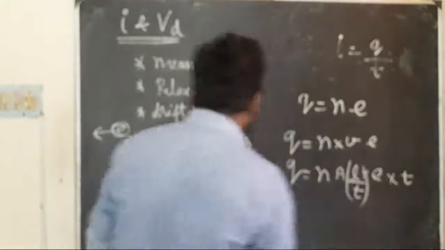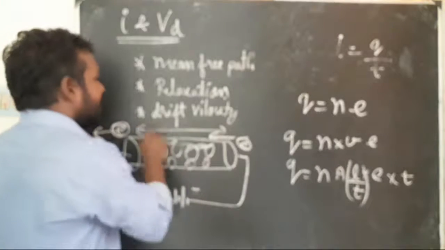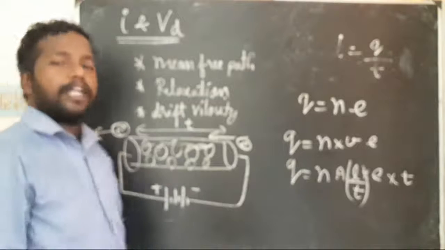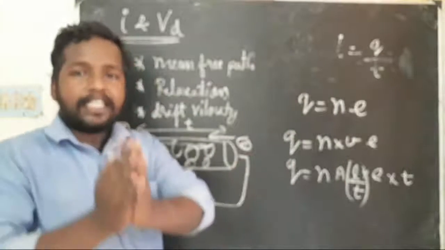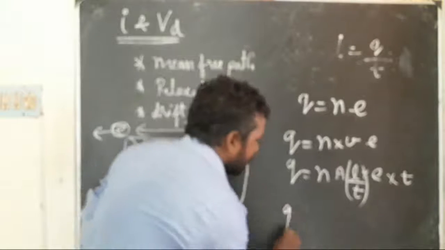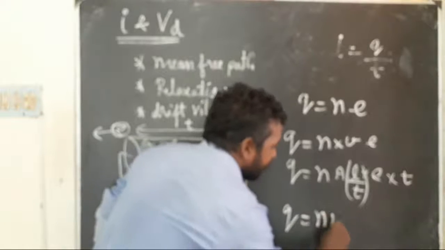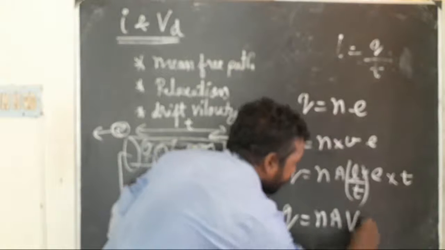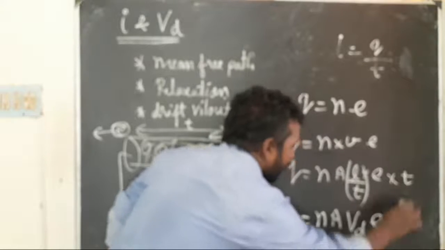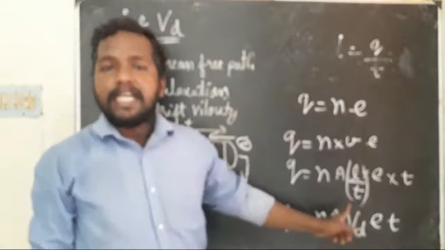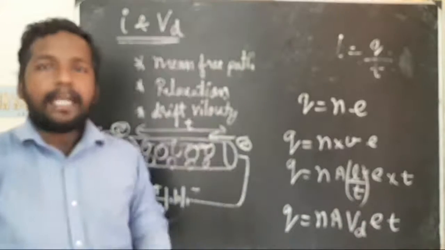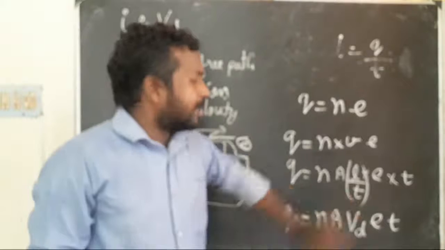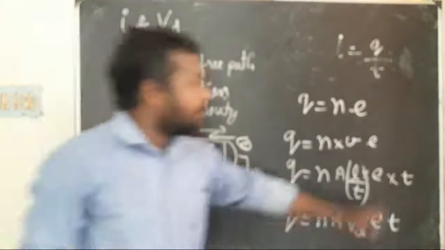The length of the conductor and the time taken by the electron to reach from one end to the other end, we can take as the drift velocity. Length by time is the drift velocity. So Q is equal to N A V D E T. Why did I get the multiplication of T? Because I multiplied the denominator and numerator with the time period. Then only length by time will become velocity, and one more T will also be there.